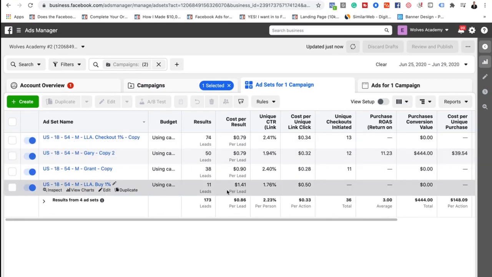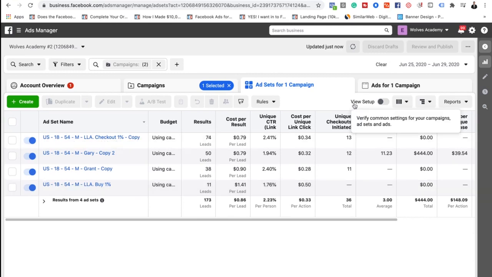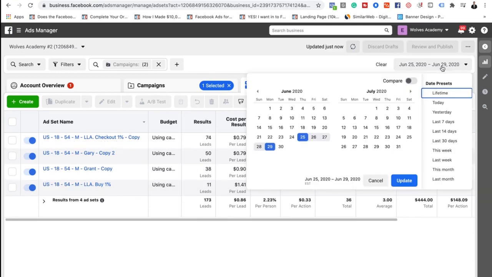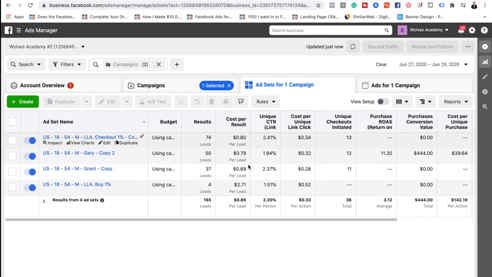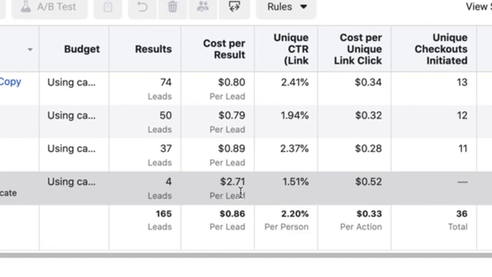This one's a little bit high right here. So what we're going to do, and it's not even spending a lot of money, and the cost per click is a lot higher than everything else. But I actually shouldn't be looking at it like this. I should be looking at it from a 3-day perspective. So the 29th to the 27th, whenever I'm making data-driven decisions, 3 days. So if I look at the cost per leads, this one is $2.71 per lead. So this one's out of KPI.